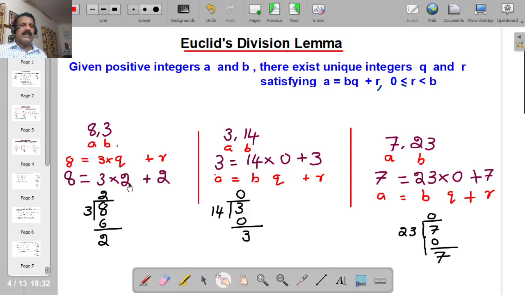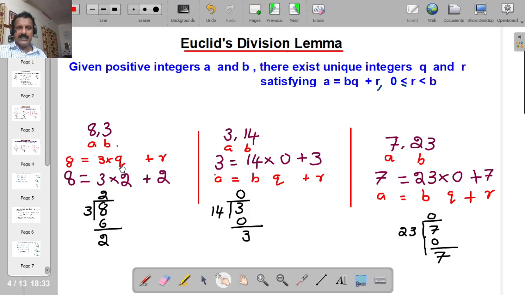Suppose we want to increase the value of q. Suppose we have made q is equal to 3. Then this right hand side will become 3 times 3, which will be 9, and we have to make this equality hold. In order to make the equality hold, we have to subtract 1 from 9, so r should be made -1. Then only this equality holds.